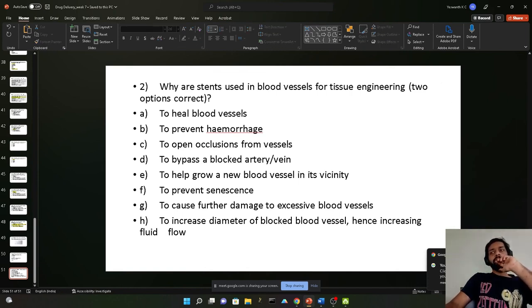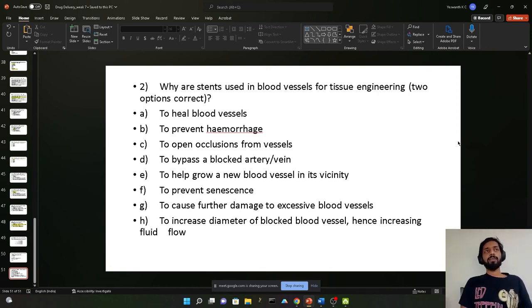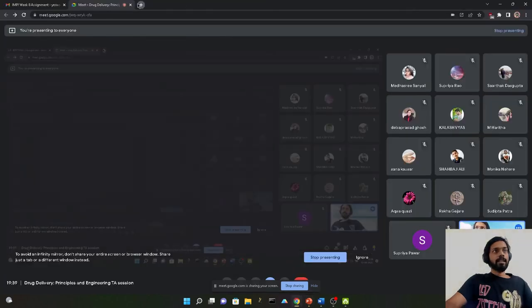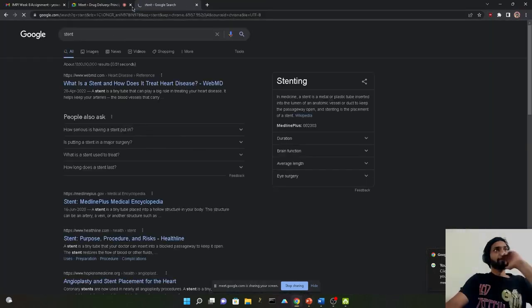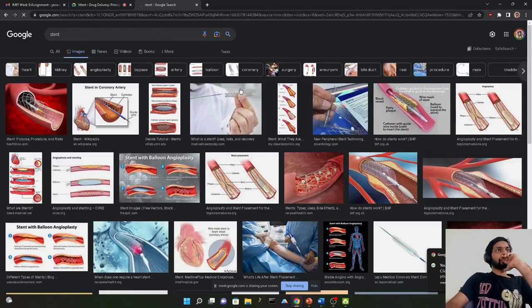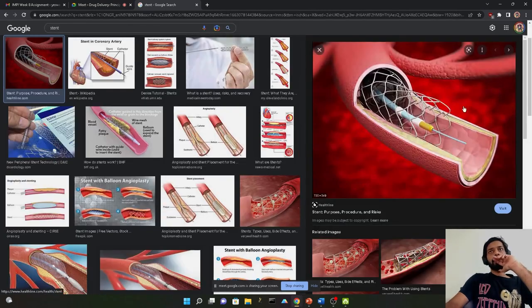Yes, sir. So stents are something that are implanted in people with obstructed heart conditions, right? So if the heart valves are blocked, usually what the surgeons would recommend is an operation where they put stents in. Let me see if I can show you the diagram of a stent to make more sense. Okay, so a stent is something like this.